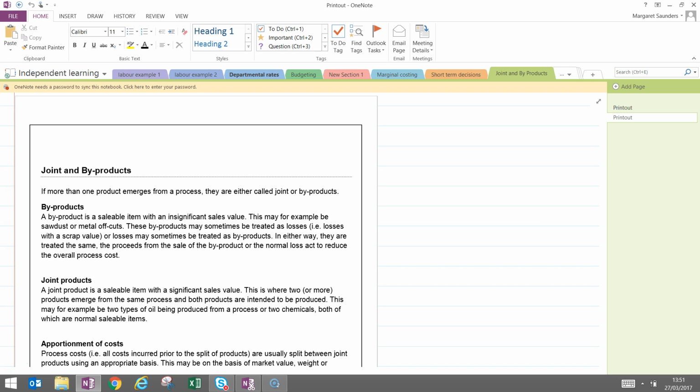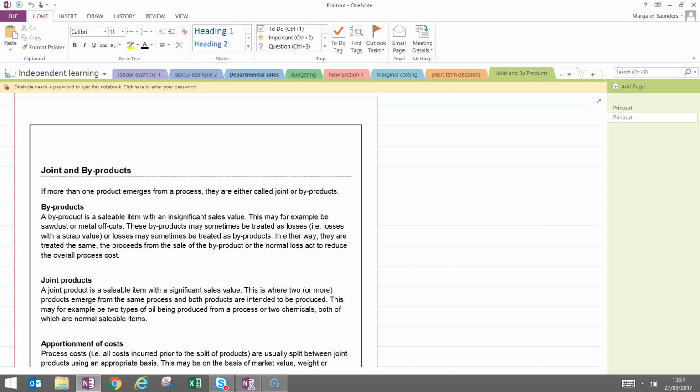This could be, for example, sawdust or metal cut-offs, which can be sold for scrap. For this reason, byproducts are treated in the same way as normal losses are treated, in that they are valued at scrap value.